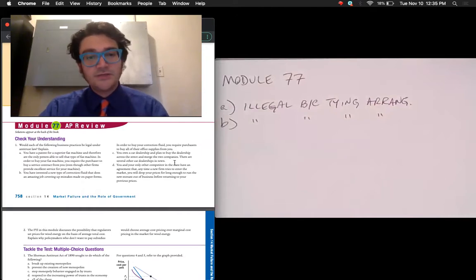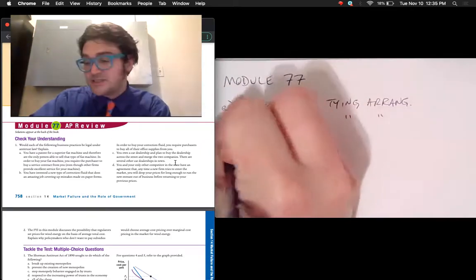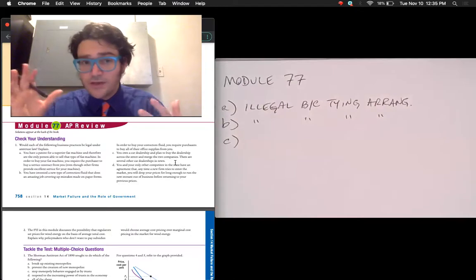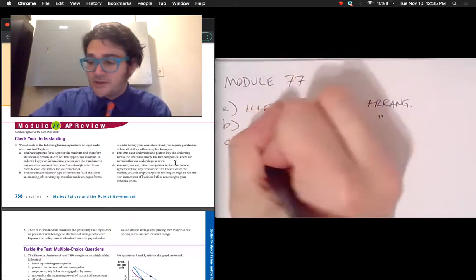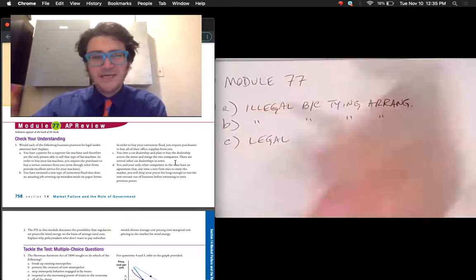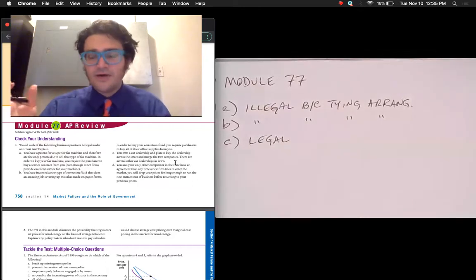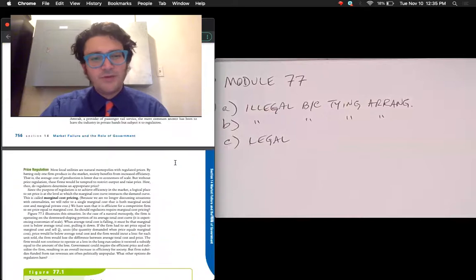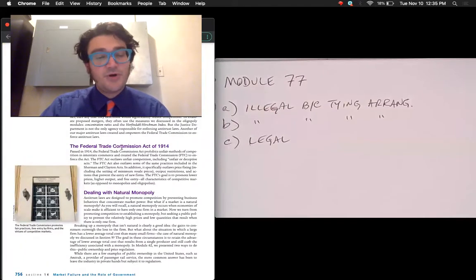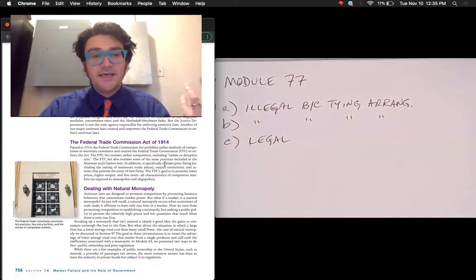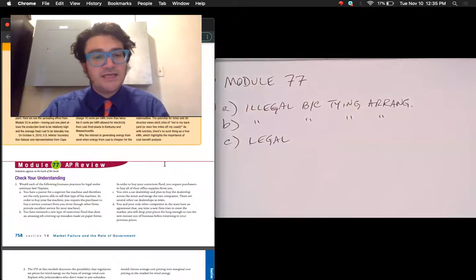C, you own a car dealership and plan to buy the dealership across the street and merge the two companies. There are several other car dealerships in town. That's the key factor. So this is legal because it doesn't eliminate all competition in that market. If you're wondering where we make that illegal, read through the part about the FTC Act of 1914, which outlaws that idea. Also the Sherman Antitrust Act of 1890 does the same thing.